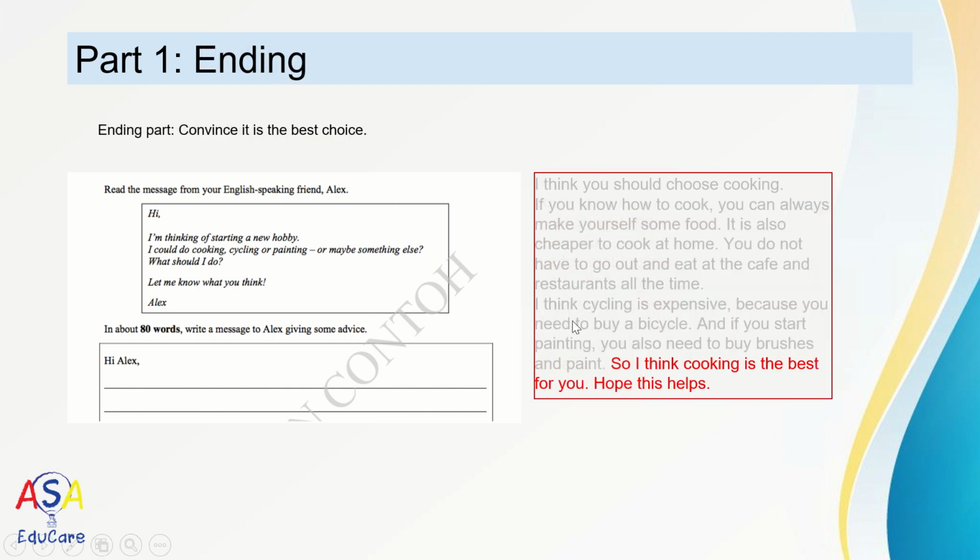Okay, last part. Ending. Remember, 1 to 2 sentences enough already. So the point of ending is to convince that this is the best choice. Remember there's 3 choices: cooking, cycling, painting. I wanted cooking, so I write I think cooking is the best for you. I hope this helps. Okay, that's all you need to write.